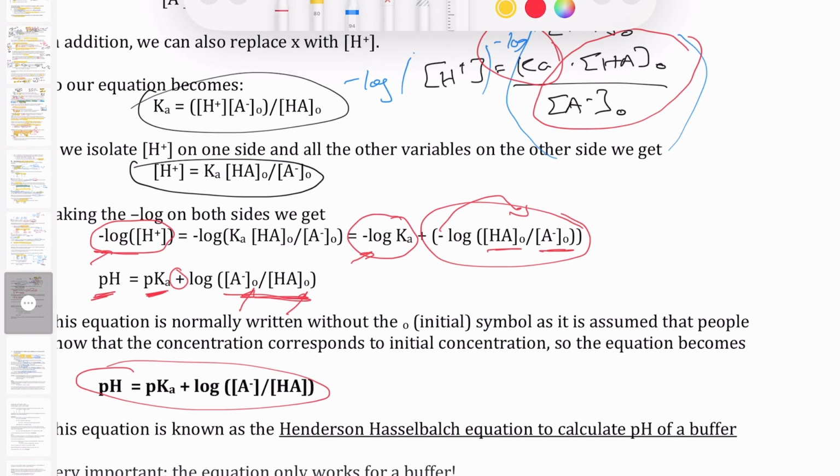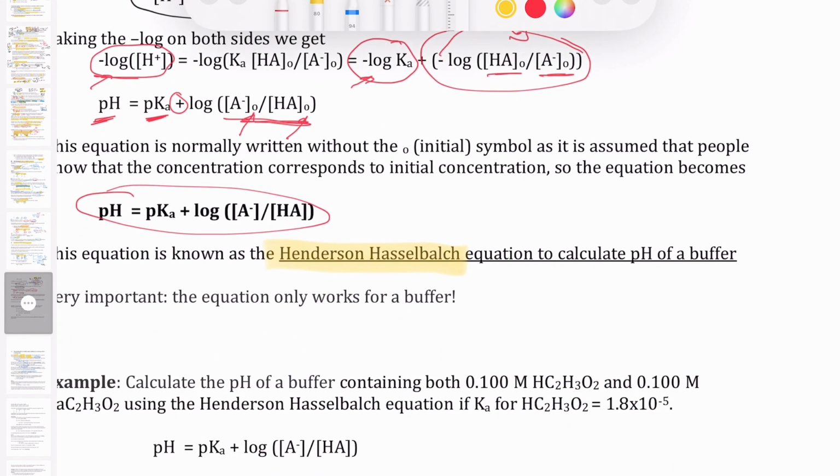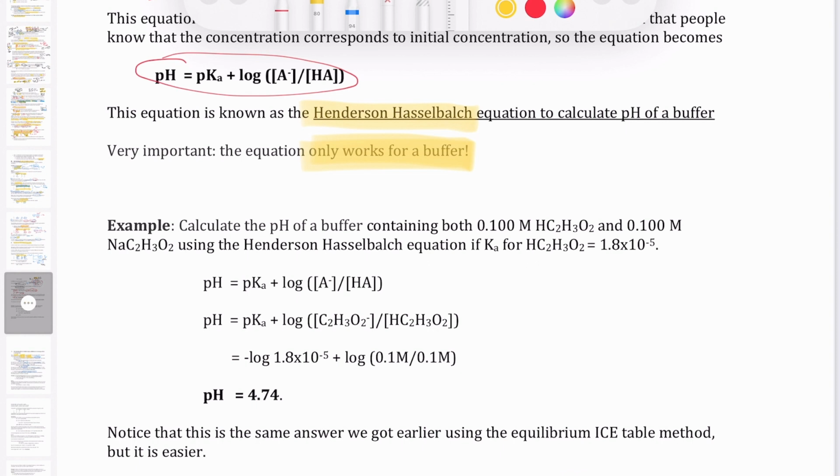That is what we call the Henderson-Hasselbalch equation. And this is a really useful equation to calculate the pH of a buffer, but keep in mind, it only works for a buffer. So don't apply this equation on some weak acid problem or weak base problem. It has to be a buffer before you can use this equation. So let's see how we use the Henderson-Hasselbalch equation to calculate the pH of a buffer.